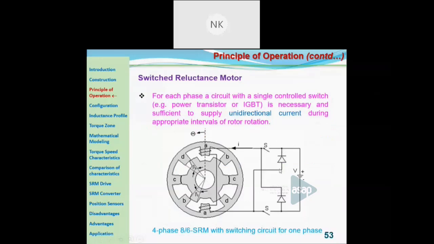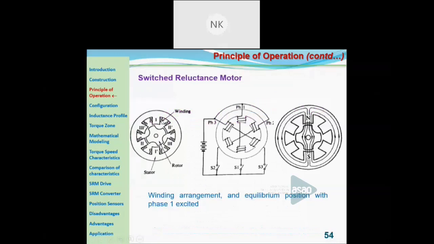So for each phase, the circuit has a single controlled switch, a power transistor or IGBT or MOSFET, anything you can use as power semiconductor switches, and then you will be getting unidirectional current during the appropriate interval. Here you can see the windings, and this is the rotor and the stator part, and here you will be having the different phases that have to be connected to the switches, and then energized.